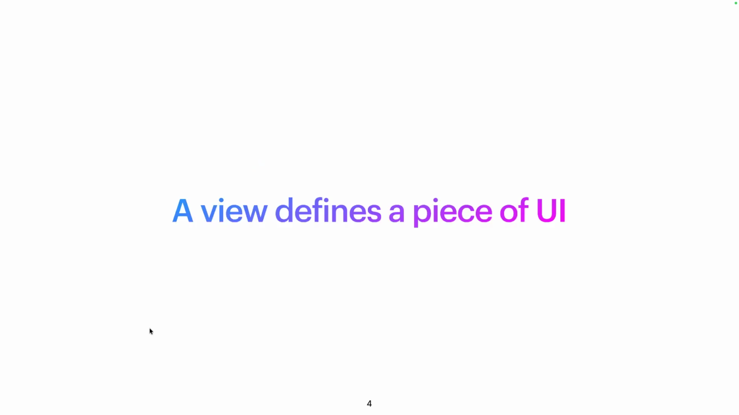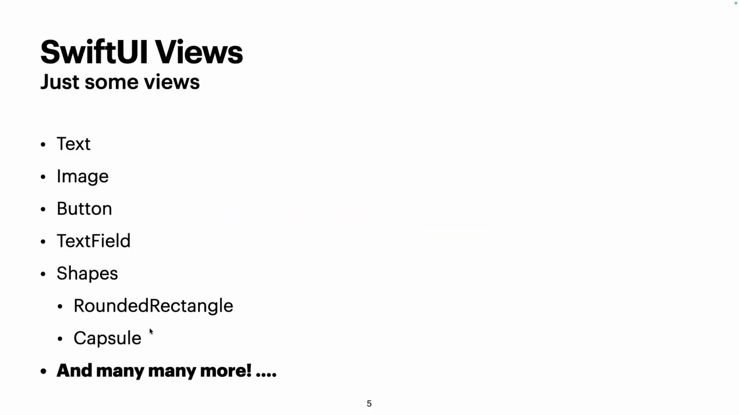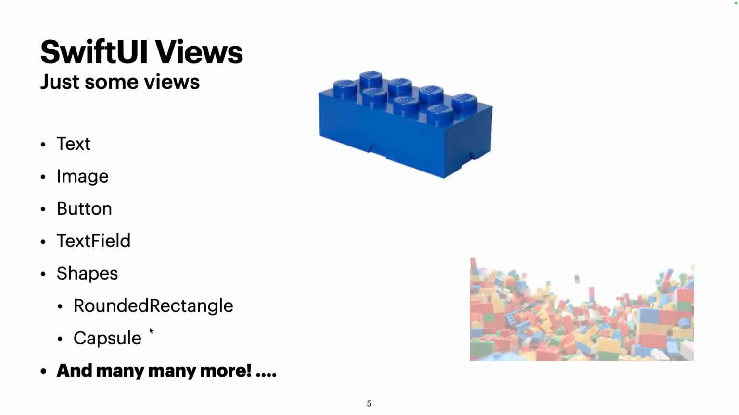So just to recap, a view defines a piece of UI. Every view that you see in your code is a piece of UI, and every UI you see on your device is a SwiftUI view. Like we mentioned, Apple provides us a lot of fundamental or rudimentary views for us to use. You can think of these like Lego bricks. Lego gives us a discrete set of bricks for us to build more complex Lego projects. These are just some of the built-in SwiftUI views that Apple gives us, and you can combine them to create more complex views.